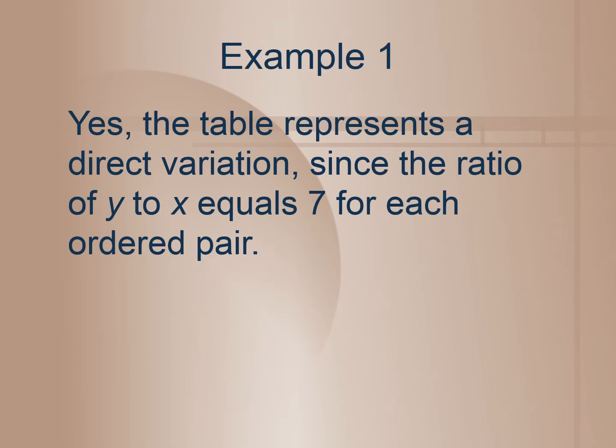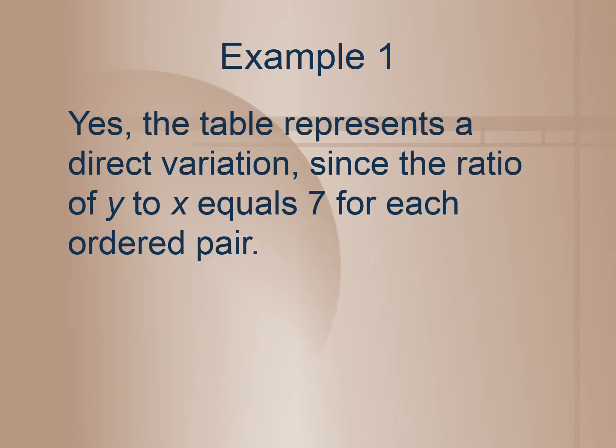So remember, the rule to figure out if a function is a direct variation is if every time we do y divided by x, we end up with the same k value. So let's take a look at it. Let's do our first two numbers. 7 divided by 1 is 7. 14 divided by 2 is 7. 21 divided by 3 is 7. 28 divided by 4 is 7.